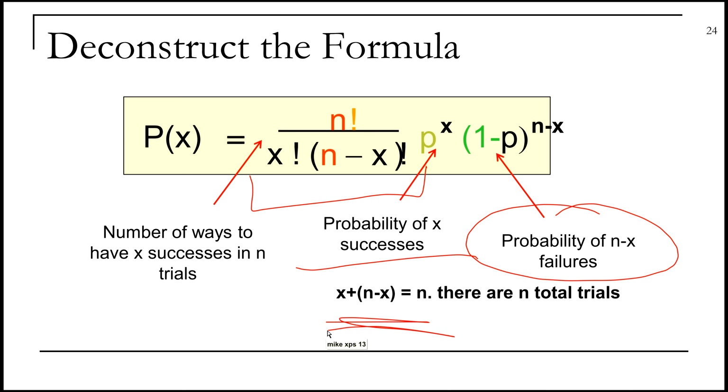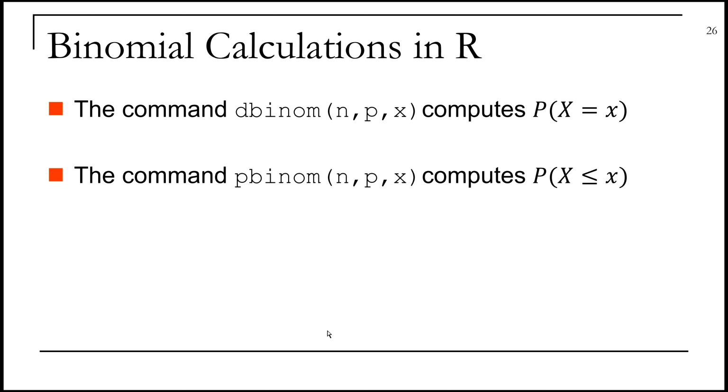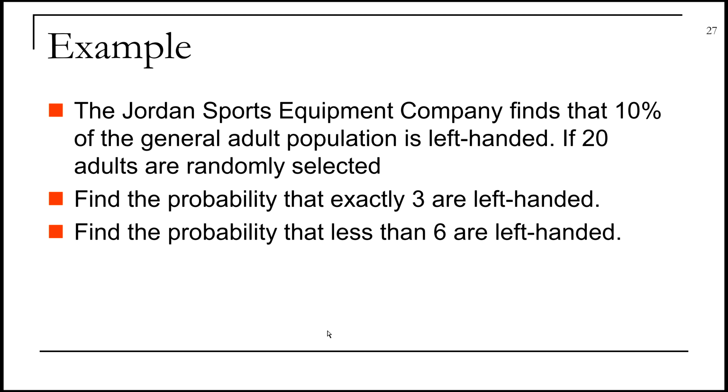And we have to say what's happening on the n trials. So for example, say 70% of people choose chicken sandwiches, the rest choose veggie sandwiches. What's the probability of selling 7 chicken sandwiches to the next 10 customers? We're going to assume independence of all the customers. 10 choose 7, 0.7 to the 7, 0.3 to the 3. You work it out, it's 0.27. These are easily done in R. The command dbinom computes the probability x equals little x. The command pbinom computes the probability x is less than or equal to x.